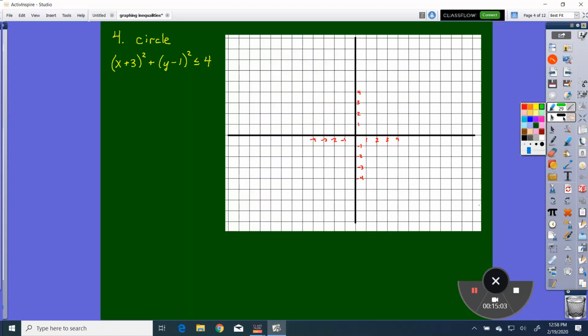Now, question 4 is a circle. You probably don't know circles, so that's what I'm going to teach you. So the center of the circle is always opposite of these signs. This is the x, so it's opposite of the positive 3. This is the y, it's opposite of the negative 1. So I come to my graph, I go negative 3, positive 1. That's the center. Now to get the radius, you take the square root of this over here. So the square root of 4, what multiplies by itself to be 4 is 2. So that's the radius.